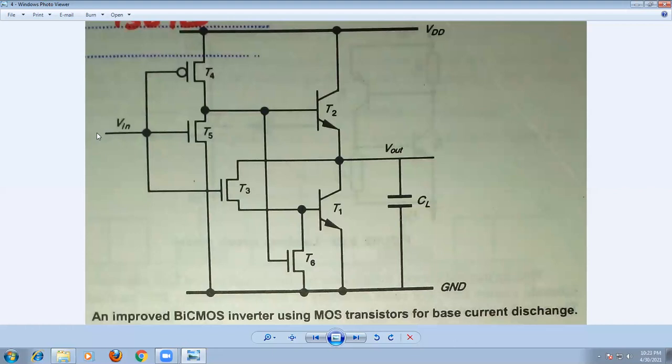Now just observe here, when the input is zero. This is the P channel FET, and this is the N channel FET. When the input is zero, this transistor is off and this transistor is off, because these two are N channel FETs. This is a P channel FET, so it is on. When it is on, it provides the base current to the transistor T2, and T2 is on. These two transistors are off and not able to provide base current to this transistor, so it is always off.